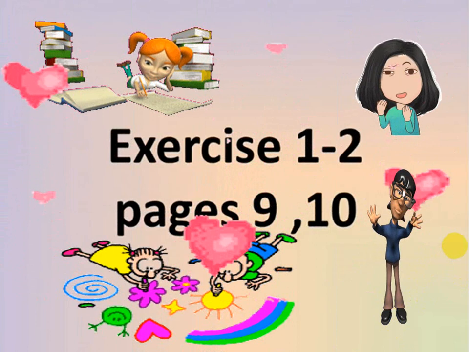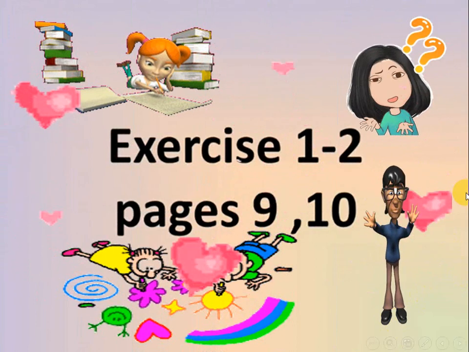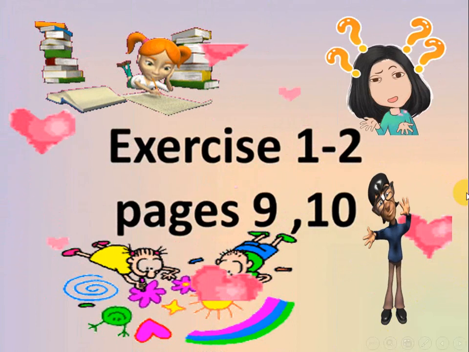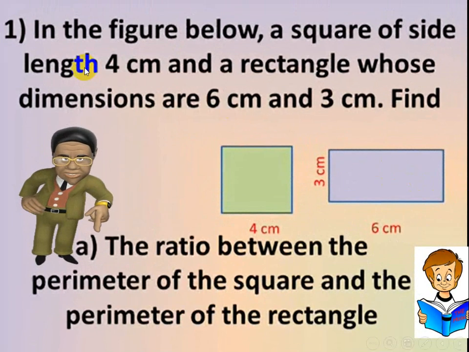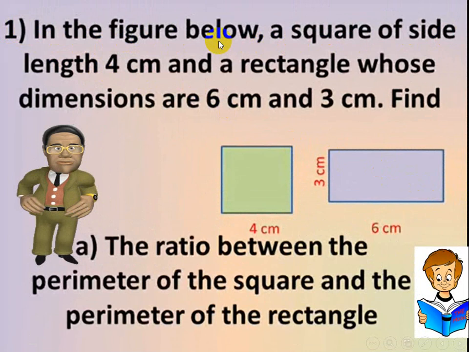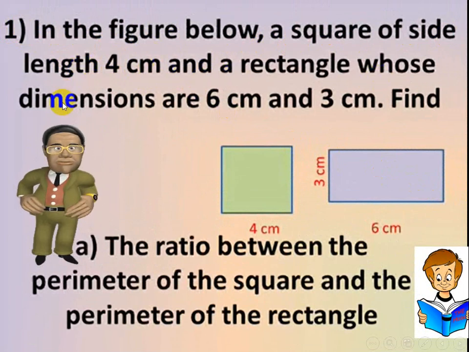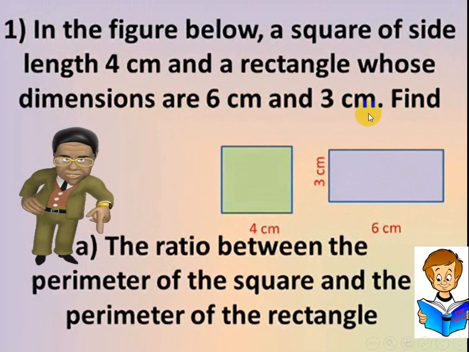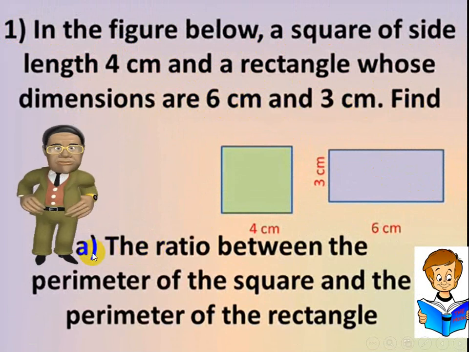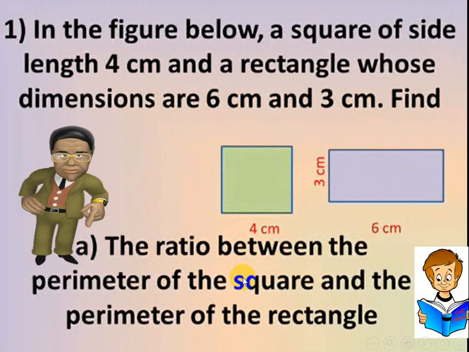Exercise 1-2, page 9 and 10. Question number 1. In the figure below, a square of side length 4 centimeters and a rectangle whose dimensions are 6 centimeter and 3 centimeter. Find number A, the ratio between the perimeter of the square and the perimeter of the rectangle.